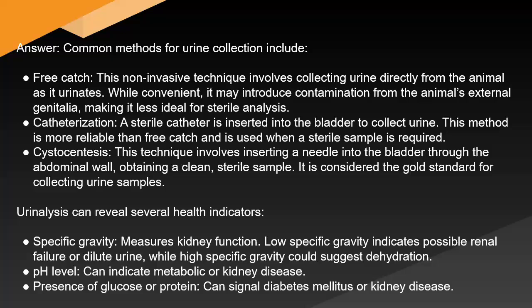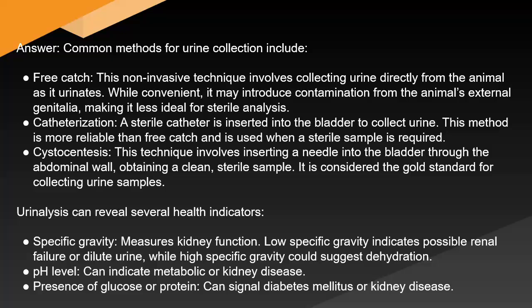This non-invasive technique involves collecting urine directly from the animal as it urinates. While convenient, it may introduce contamination from the animal's external genitalia, making it less ideal for sterile analysis. Catheterization. A sterile catheter is inserted into the bladder to collect urine. This method is more reliable than free catch and is used when a sterile sample is required. Cystocentesis. This technique involves inserting a needle into the bladder through the abdominal wall, obtaining a clean, sterile sample. It is considered the gold standard for collecting urine samples.